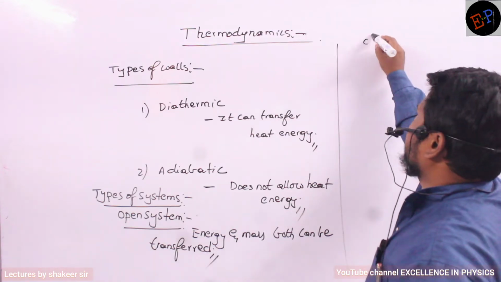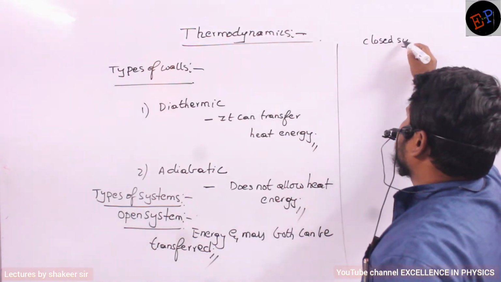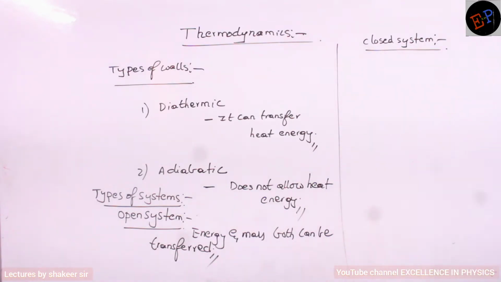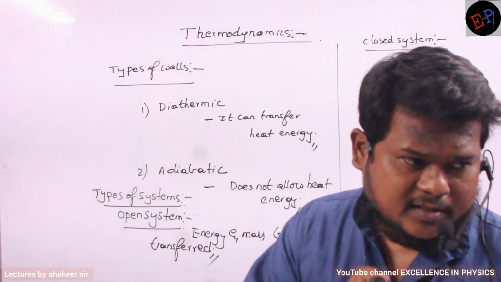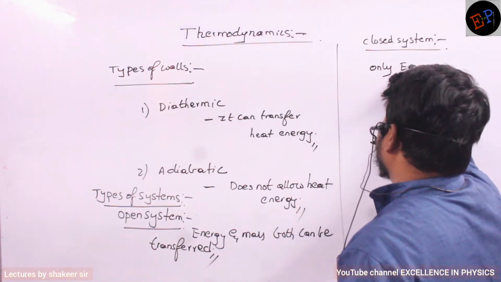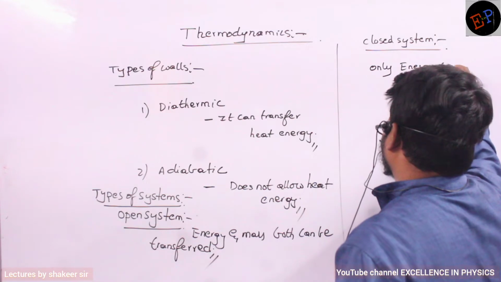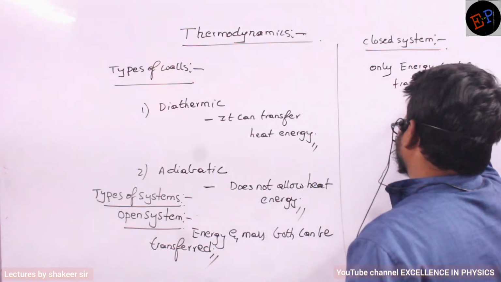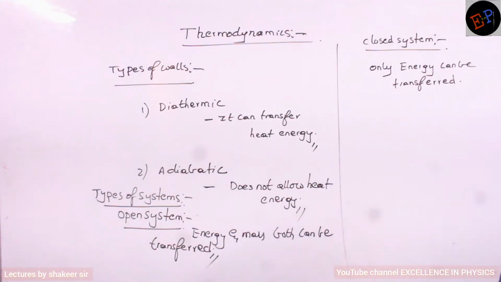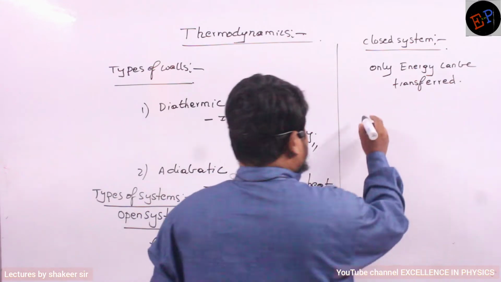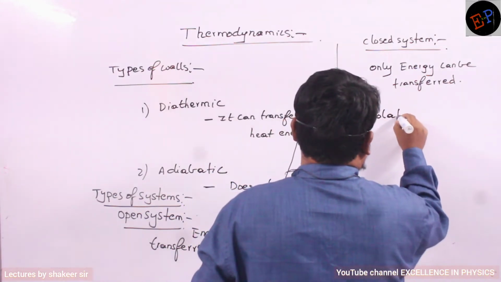Closed system. So what is meant by a closed system? Here I can transfer only energy; mass cannot be transferred. So only energy can be transferred, whereas mass cannot be transferred. This is called a closed system. Understood? Then we have one more system, which is called an isolated system.